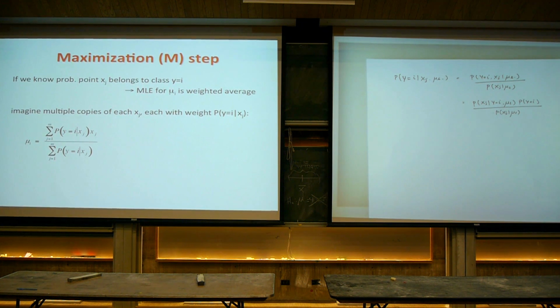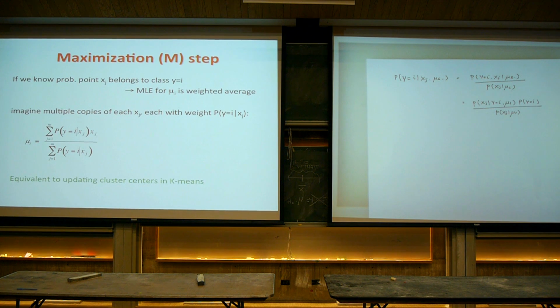Or another way to think of it is, you can think of having multiple copies of each xj, as many times as the probability, right? We've talked about thinking of weighted data sets earlier, and this is just a weight on the data set. Does that make sense? Okay, so that's how it differs from k-means: you don't have one class you assign it to, you have a probability that it comes from each of the classes, and you're using that in your ML estimate. Everybody okay with this?